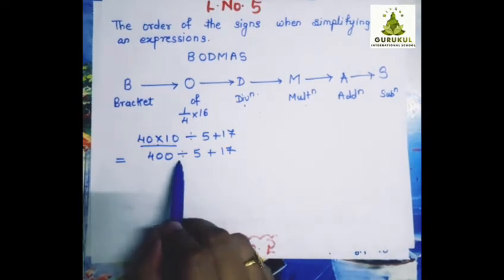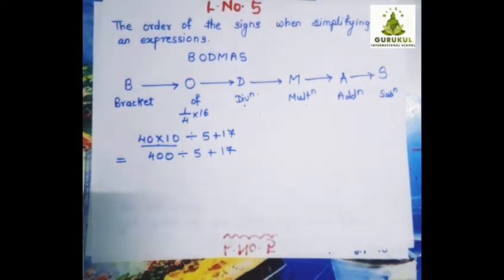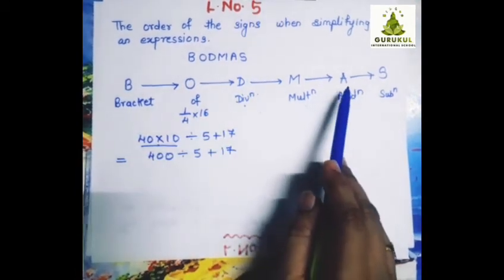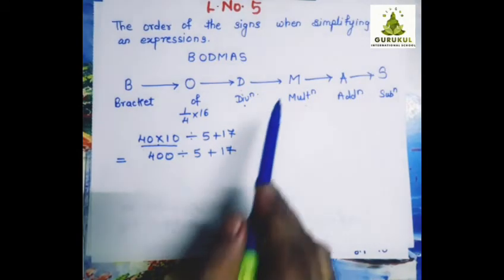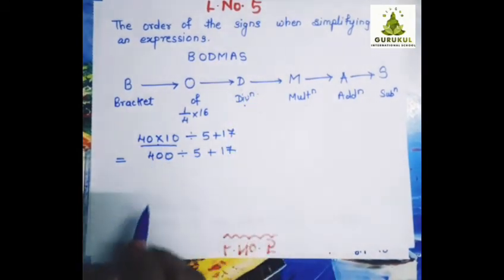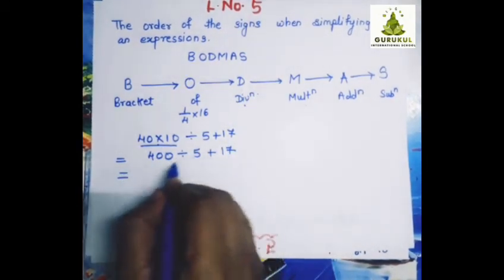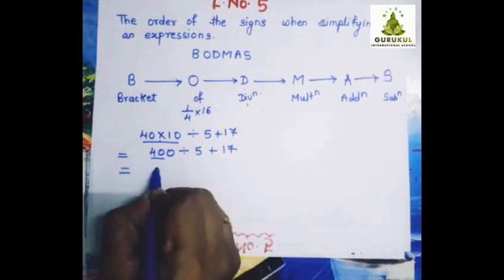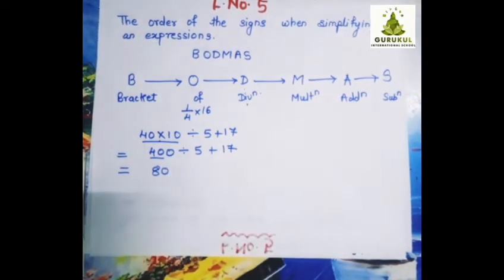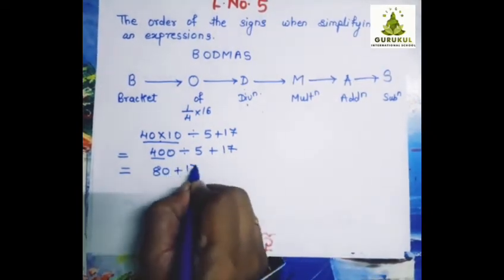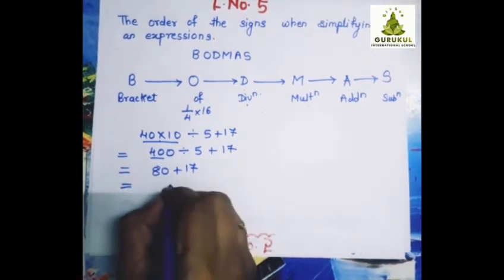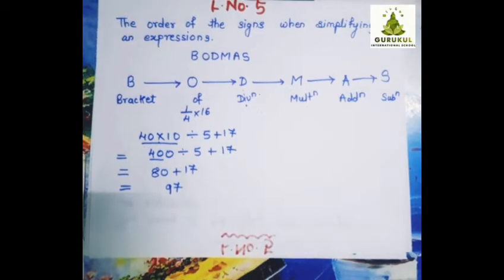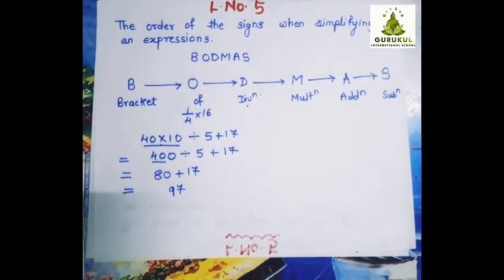Now 2 are remaining, division and addition. So which will go first? Yes, correct. What is our rule? Division, multiplication, addition, subtraction. So first comes division. So we will carry out division. 400 divided by 5. 5 8s are 40. So it will become 80 plus 17. And what will be the final answer? 97. Correct. So this sum is the solved sum from page number 41.